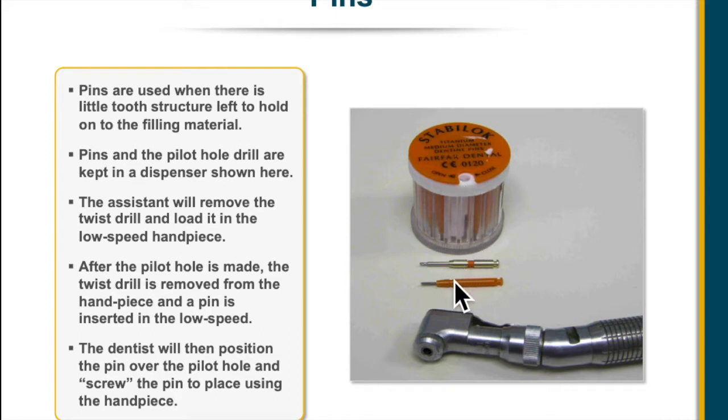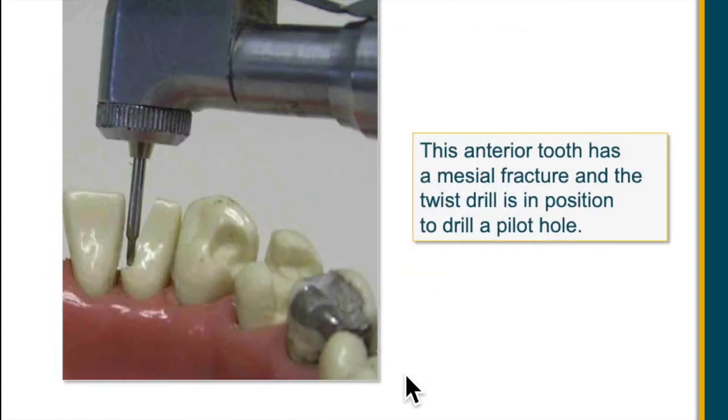You drill a little pilot hole with the drill, and then the twist drill is put in the latch-type slow speed handpiece, and then the pin is placed and it'll fracture from this little plastic automatically when it's at the right depth. So they're pretty simple to use.